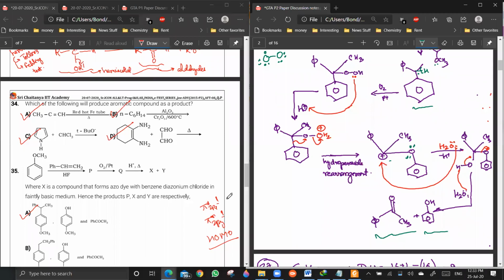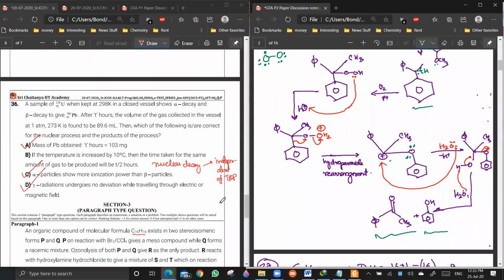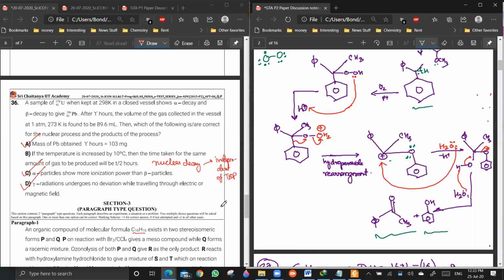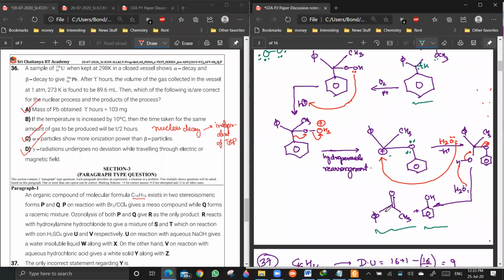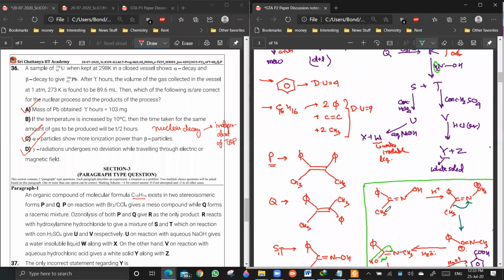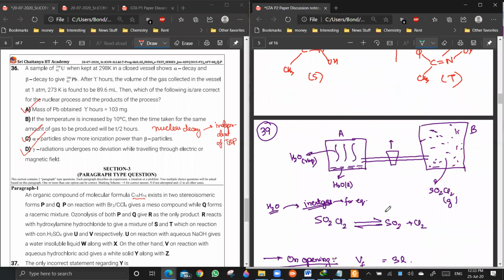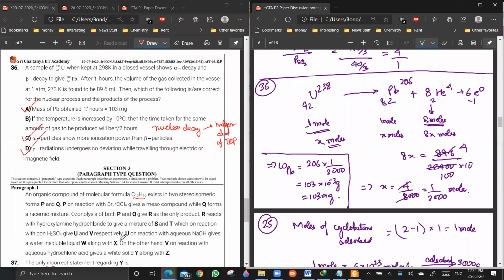So, 35 is done. After this, 36 is a doubt. 36 type of question I have discussed in the class. Is it a doubt? If there is not a doubt, you can say no. And I will say 36 option C.